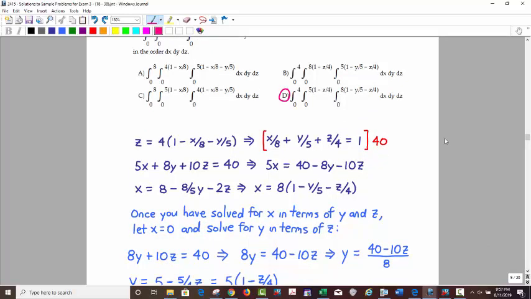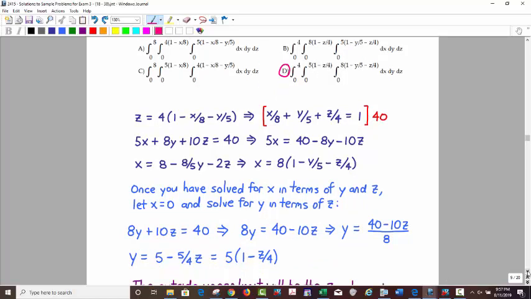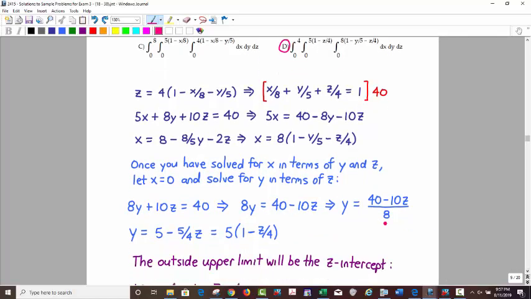Because now we're only working in the yz plane. So the yz plane means x is 0. So I just let x equal 0, which I don't have to do right here. I can do it back from the original equation. I can zero it out right there. And that's what's giving me the 8y plus 10z equals 40. And I'm solving for y because that's the next order from inside to out.